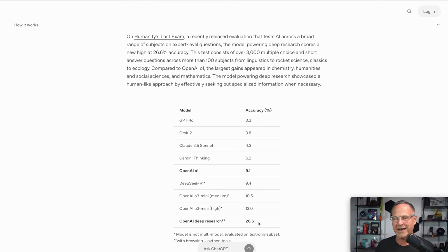It's just a hockey stick. It's just going up like crazy. And these models, because they're reinforcement learning based, are able to continue to self-improve because you can actually ask these models to write up documentation on how to improve themselves.